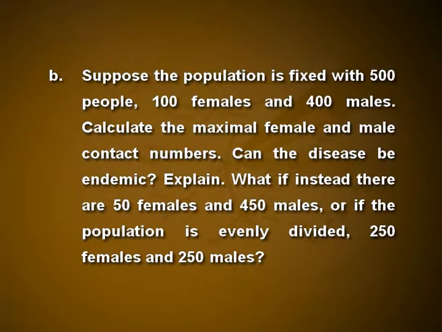Suppose the population is fixed with 500 people, 100 females and 400 males. Calculate the maximal female and male contact numbers. Can the disease be endemic? Explain. What if instead there are 50 females and 450 males, or if the population is evenly divided, that is 250 females and 250 males?